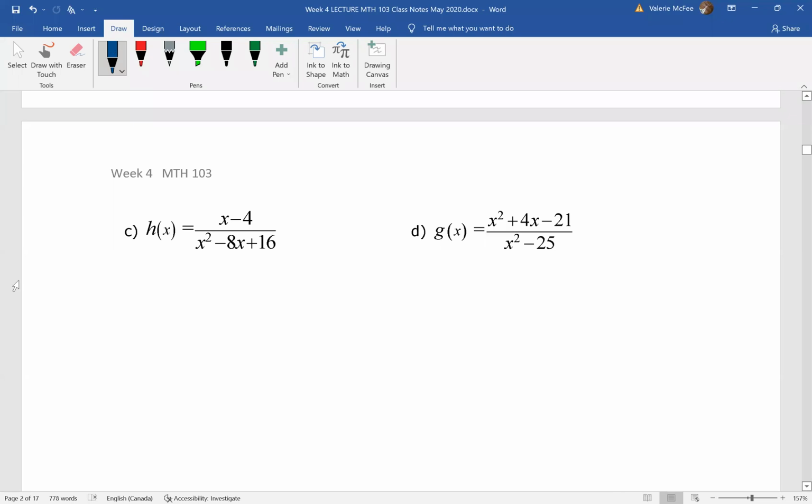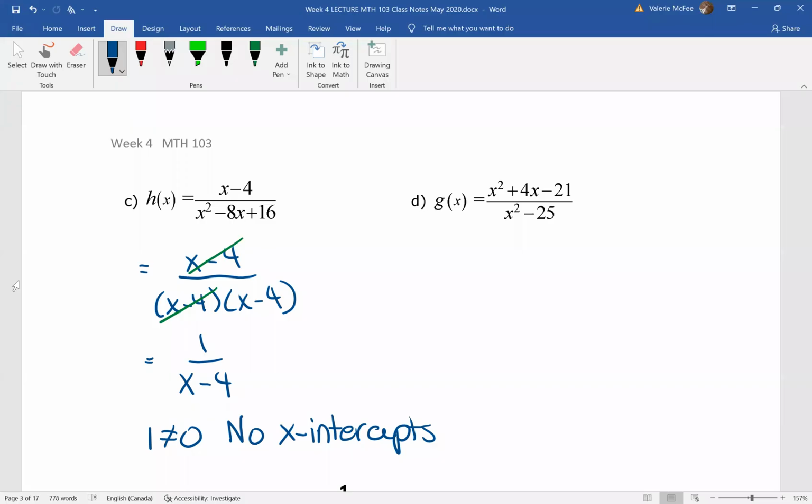Here are two questions. Why don't you find the x-intercepts for C? Remember, when you're finding the x-intercepts, we need to let the numerator equal 0, but we have to simplify our expression first. So now my numerator is simply 1, and 1 does not equal 0, and so we know there are no x-intercepts. What about in D?